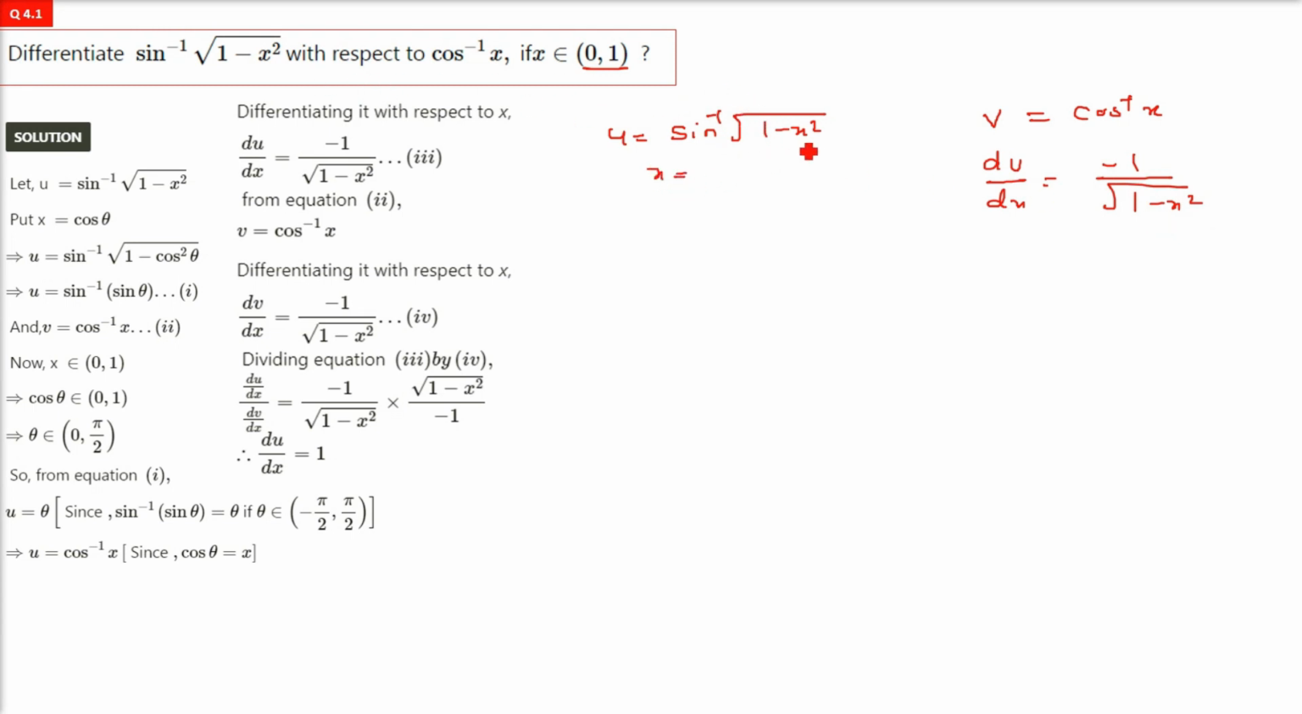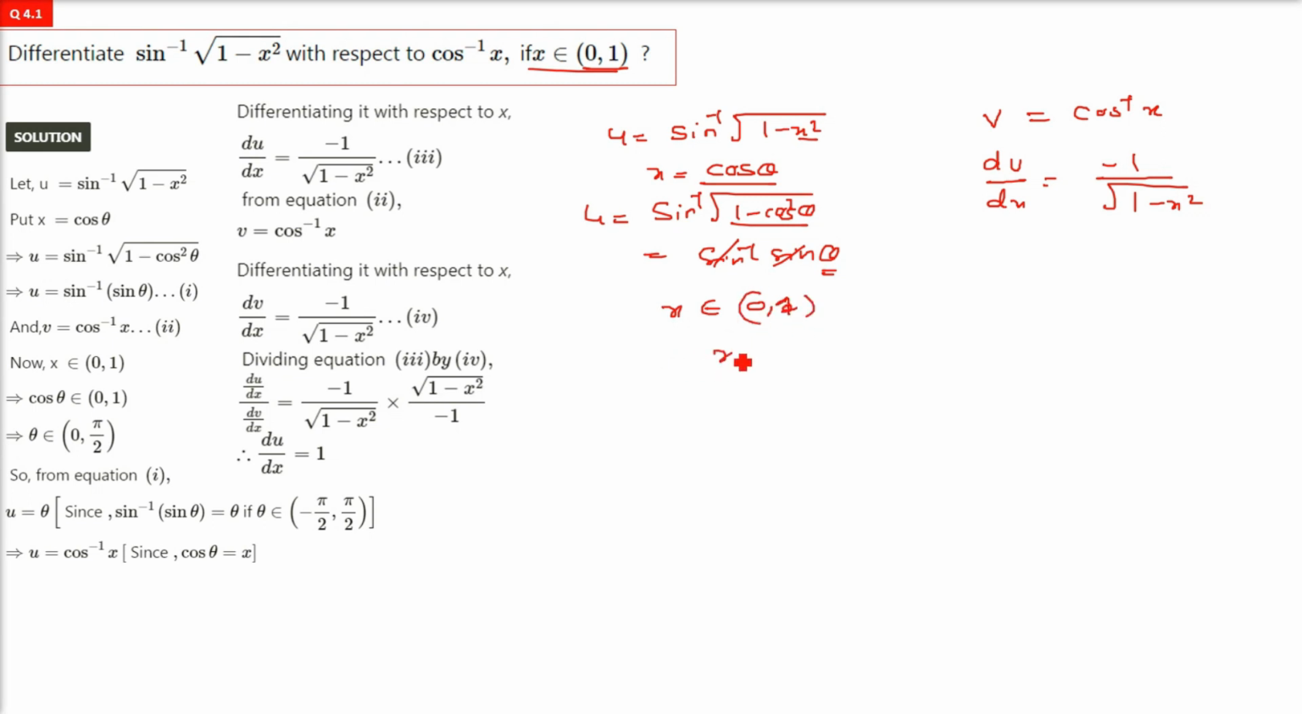When we put x as cos theta, u will be equal to sine inverse under root 1 minus cos square theta. So 1 minus cos square theta is sine square theta, and under root of sine square theta will be sine theta. So you will have sine inverse sine theta. When you cancel this, you cannot cancel sine and sine inverse just like that. It has to be between a certain range, which we have already discussed in our previous discussions.